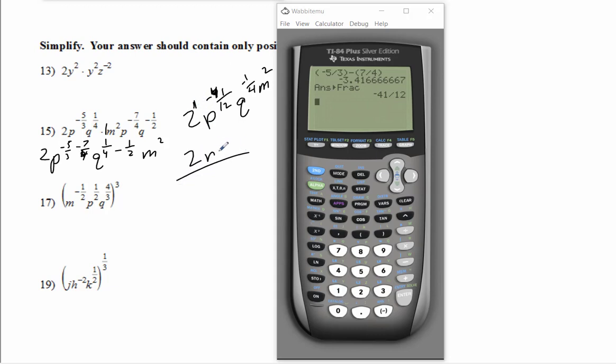Okay, so I get 2m squared up top, p to the 41/12 times q to the 1/4. Sorry, I don't know why that does it all the time. So 1/4. That's your answer right there for number 15. Let's go on to 16.